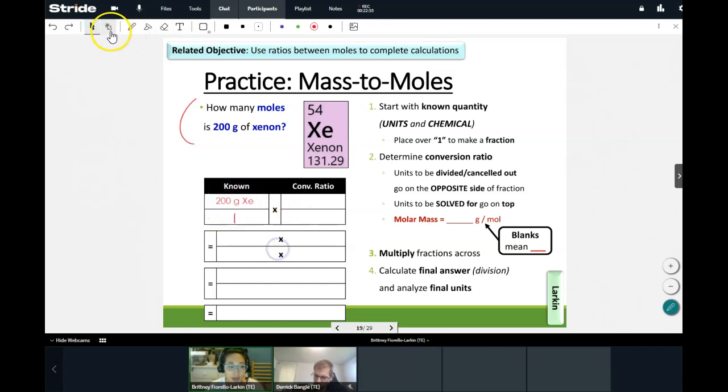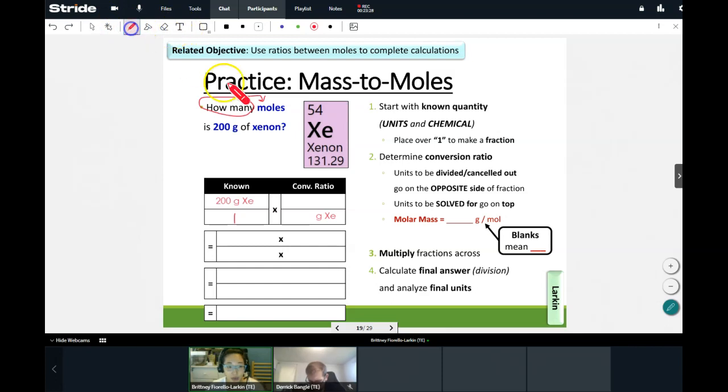In the next step, I want to get rid of grams of xenon. So where does it go to be on the opposite side? Everybody should know the answer by now. Yes, it goes on the bottom. Perfect. And on top is what I'm solving for. Take a look here. What am I solving for? Look at the question words. How many what? Again, you will need to be able to do one of these on your own, so make sure you're practicing with us. Yeah, exactly.